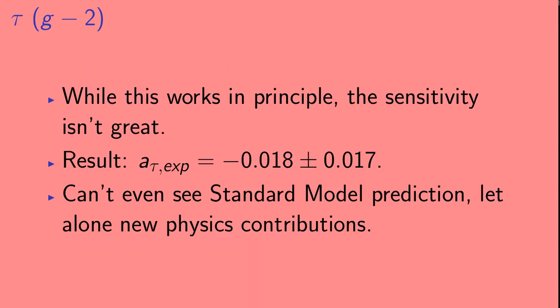Now, while this works in principle, the sensitivity, unfortunately, isn't great. So the result they got was that the experimental value of A tau was minus 0.018 plus or minus 0.017. Now, the standard model prediction is 0.001 and some more digits. So this result can't even see the standard model prediction, let alone new physics contributions. Okay, so that's the story about tau g-2.